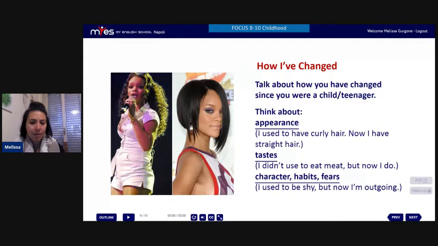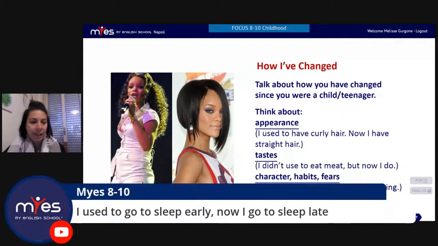And habits. As a child, I used to go to sleep early. Now I go to sleep late. Okay, so a habit that has changed. I used to go to sleep early. Now I go to sleep late.